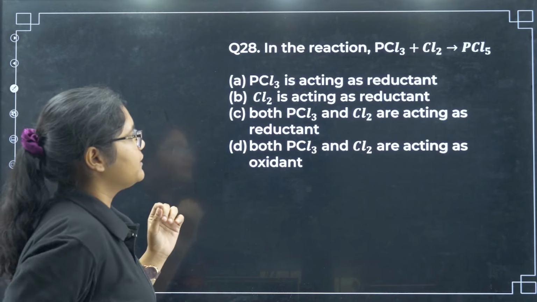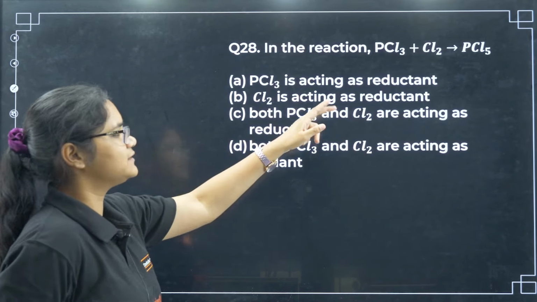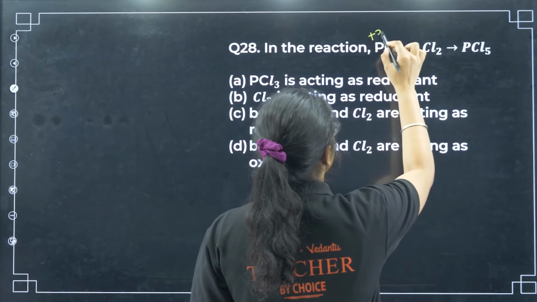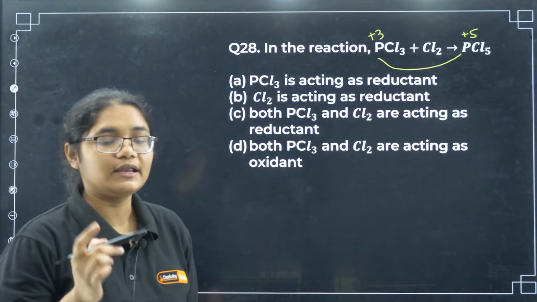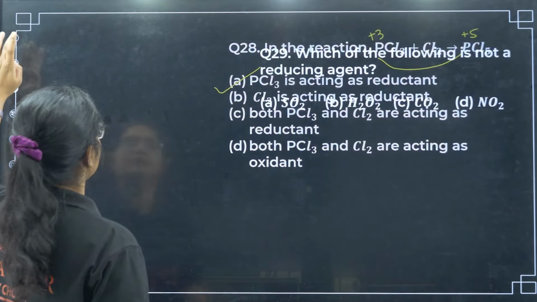Next, in the reaction between PCl3 plus Cl2 gives PCl5, PCl3 is acting as a reductant. So if you see, phosphorus is going from +3 to +5, right? It is undergoing oxidation. So definitely it will behave as a reducing agent or reductant, so option number A.